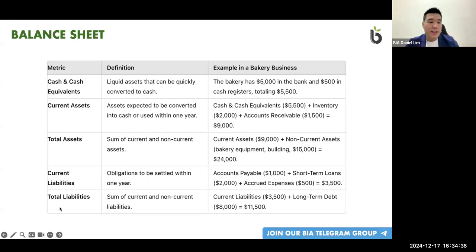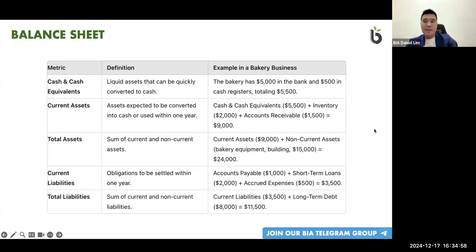All right. And then total liabilities, the same, like the opposite of total assets. It's the sum of current and non-current liabilities. I add my current liabilities of 3,500, and I also take a long-term debt, maybe 5-year, 10-year debt, for example, that cannot be settled within 1 year. This is what we call long-term debt. It's 8,000. So it becomes 11,500.